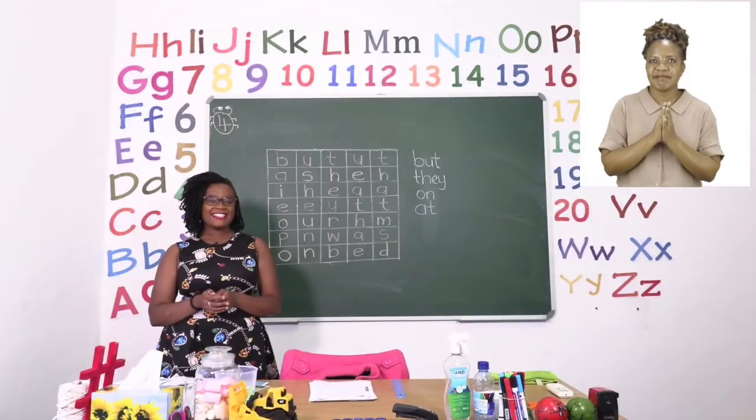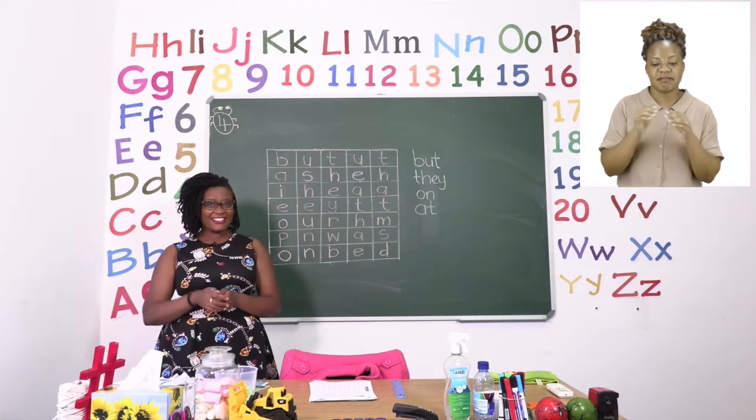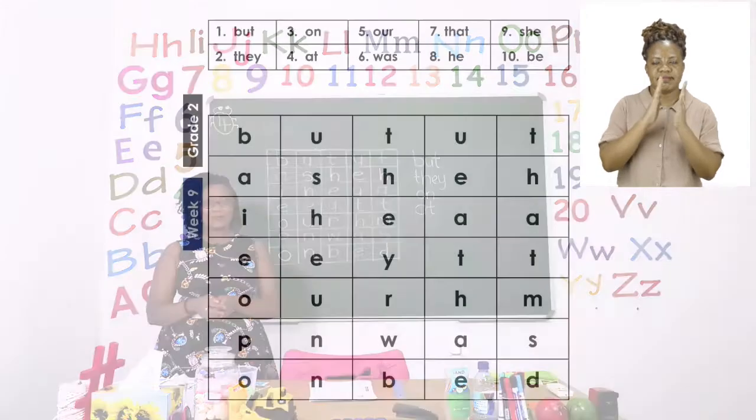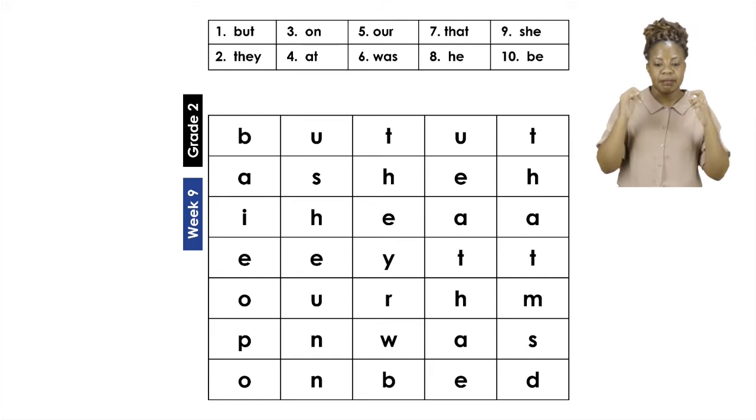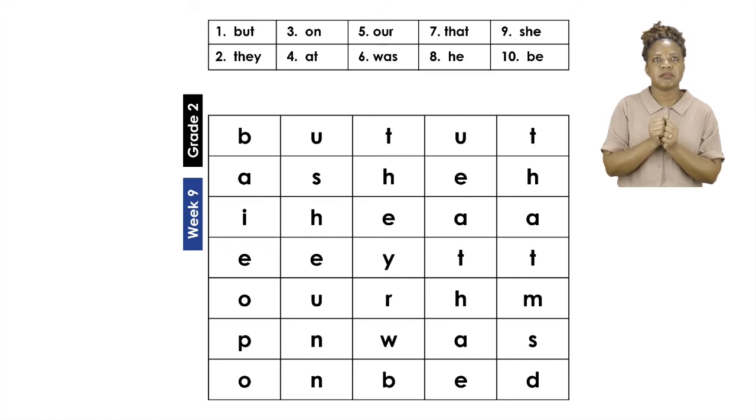For our next exercise now, boys and girls, let us turn to page 4. On page 4, we are going to be doing our sight words, but not in the way that we used to. We are going to be looking for them in the word search. But before we do that, we need to read them. So let us read our sight words according to the numbers. Are we ready? Let's go.